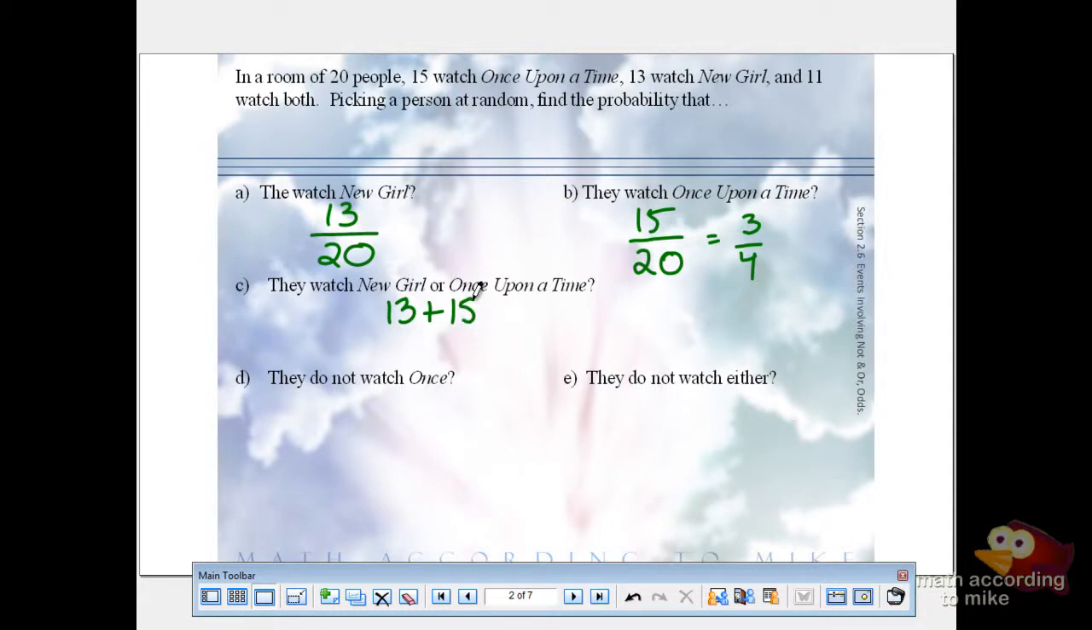But if we just straight up add these, two big issues. One, it's over 20, and we only have 20 people in the room. Two, we'll be double counting people. How many people would we be double counting? 11. So what do we say here? Minus 11. Good. All over 20. What is 13 plus 15 then minus 11?